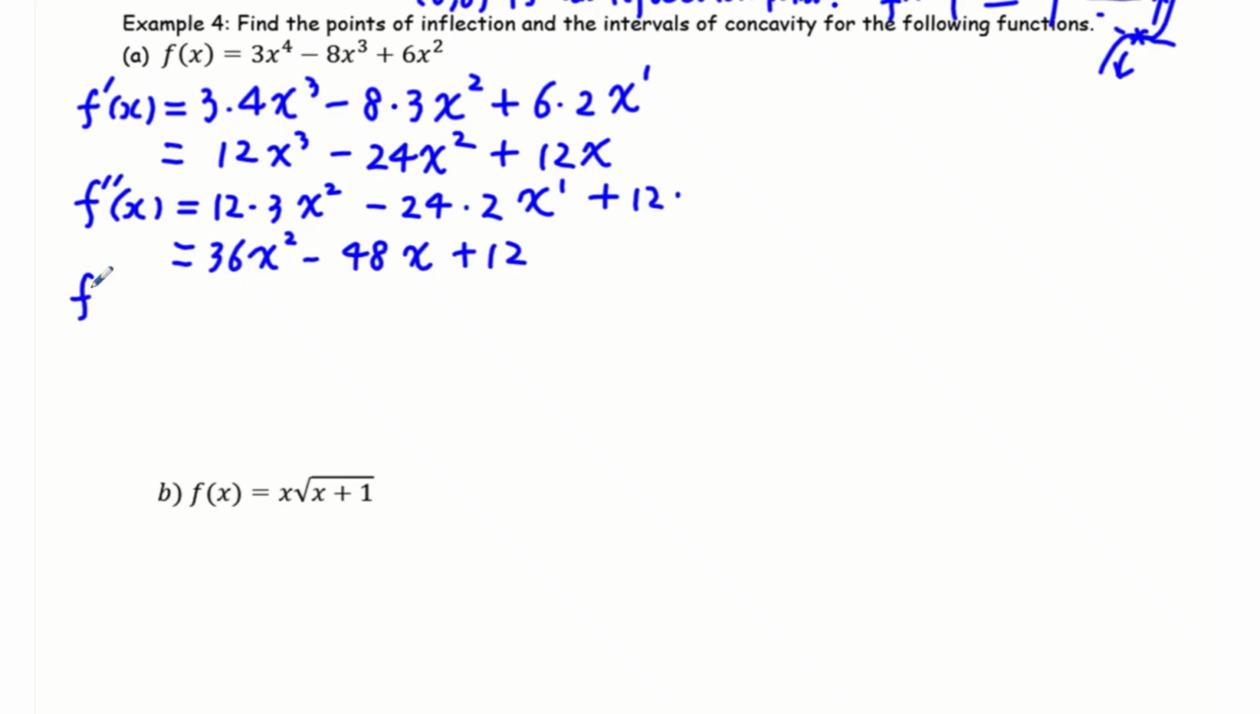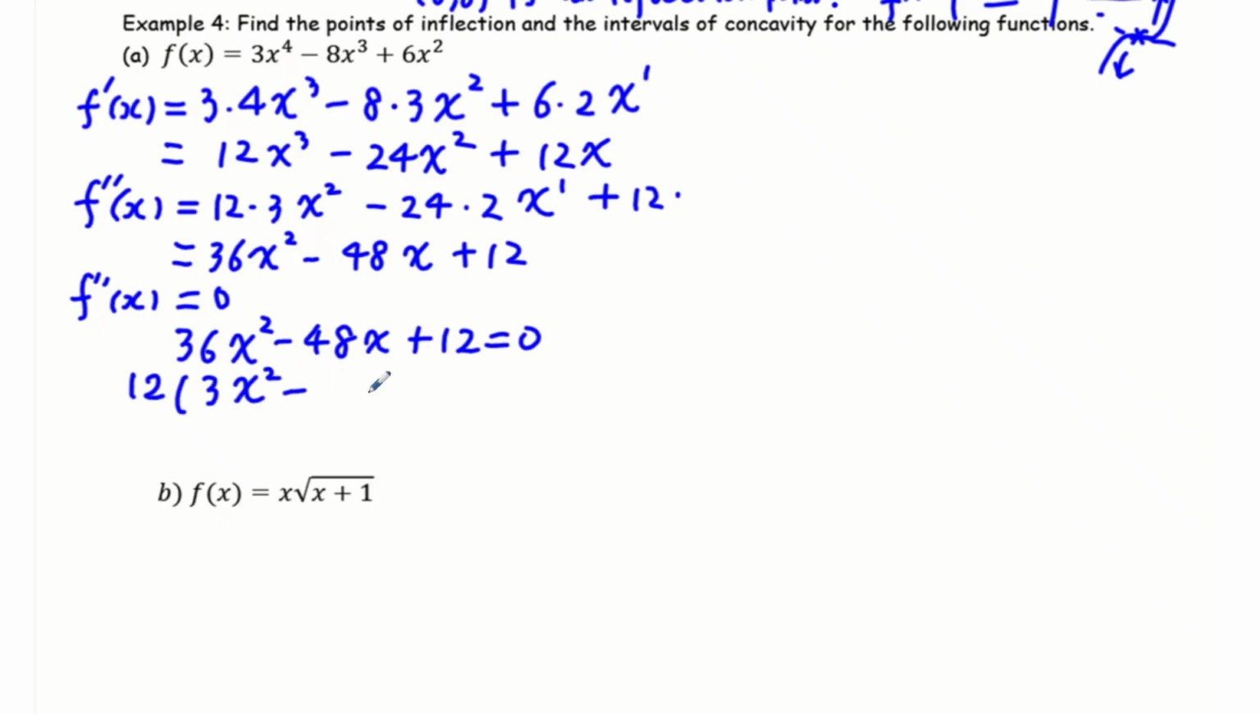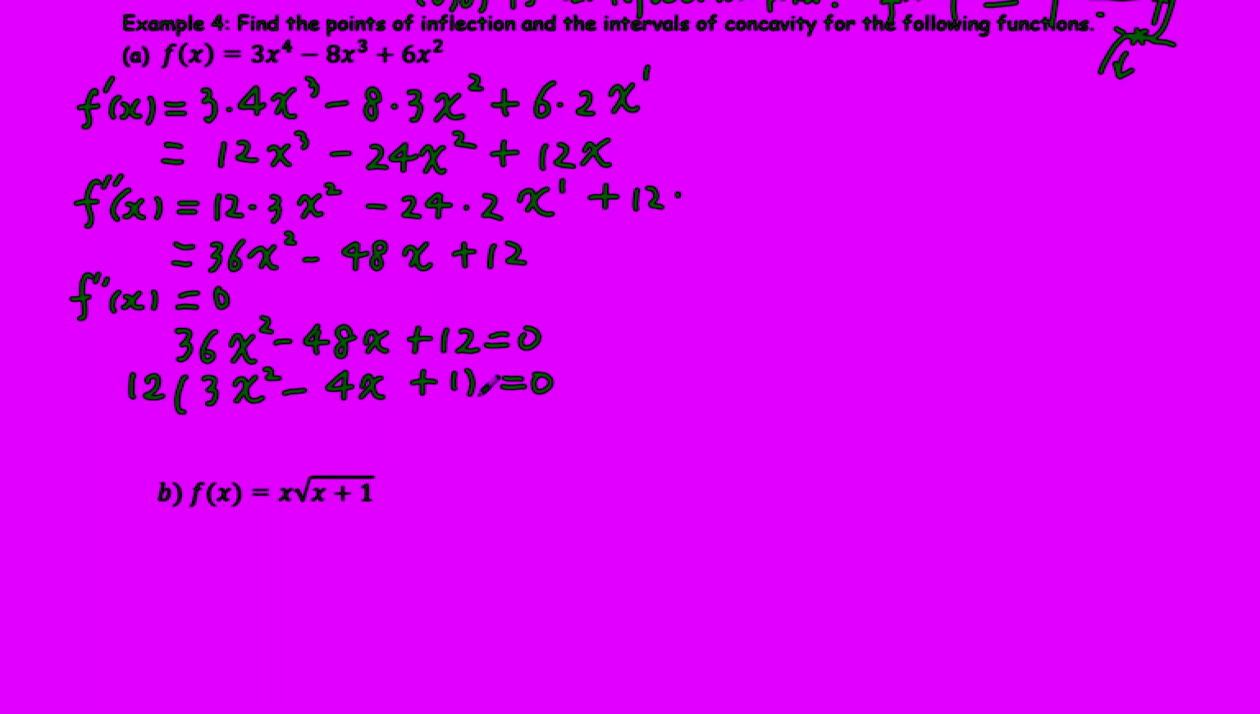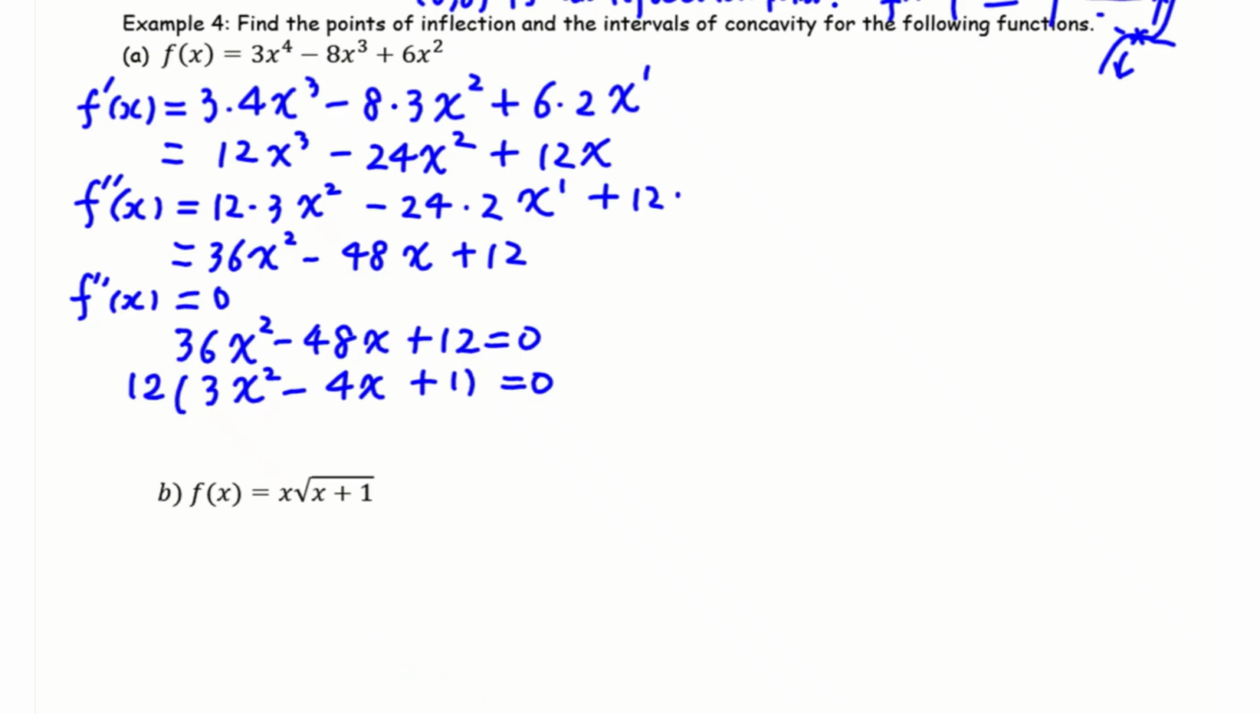Then we want to find the zeros for the second derivative. So 36x squared minus 48x plus 12 equals 0. 12, 48, 36, we have a common factor 12. We take the 12 out, each term divided by 12. Then after that, we want to divide the 12 to both sides.